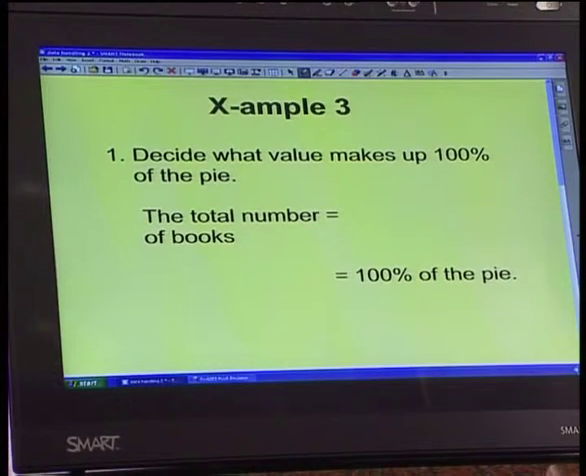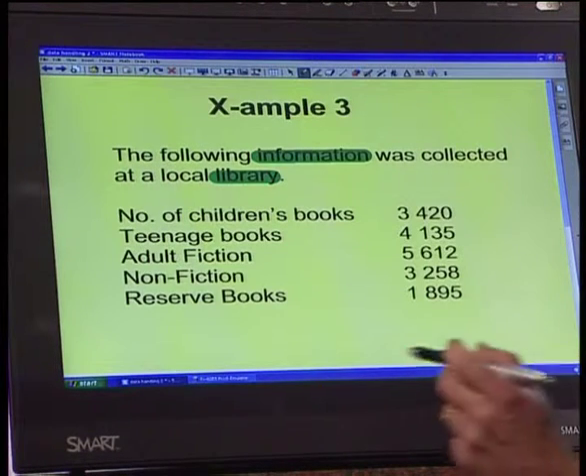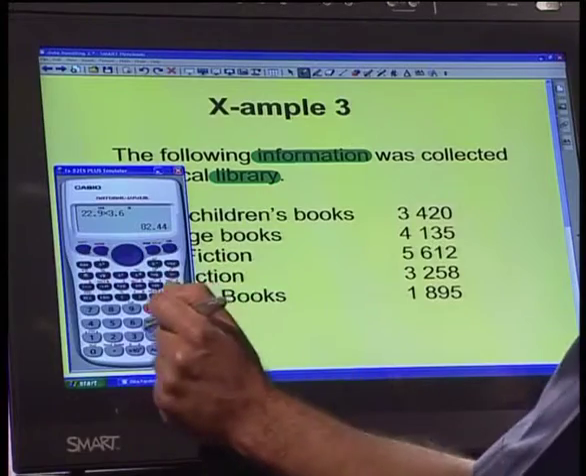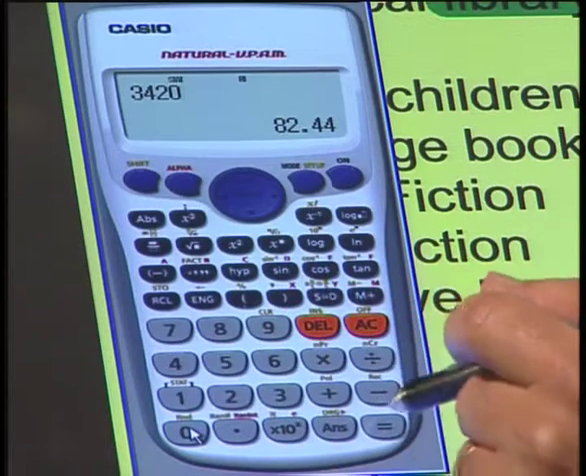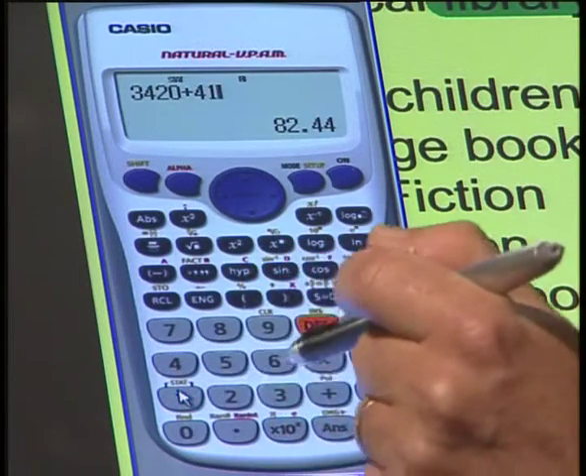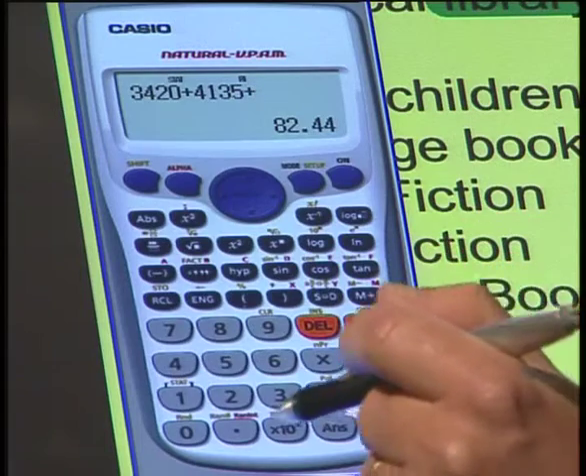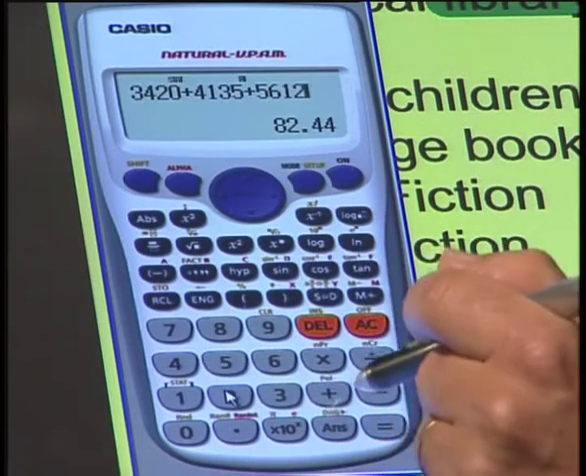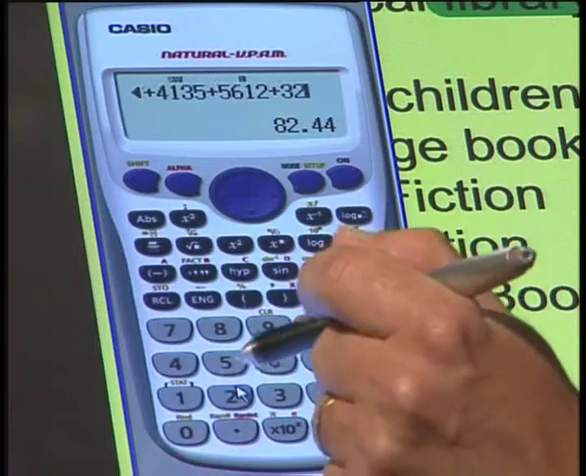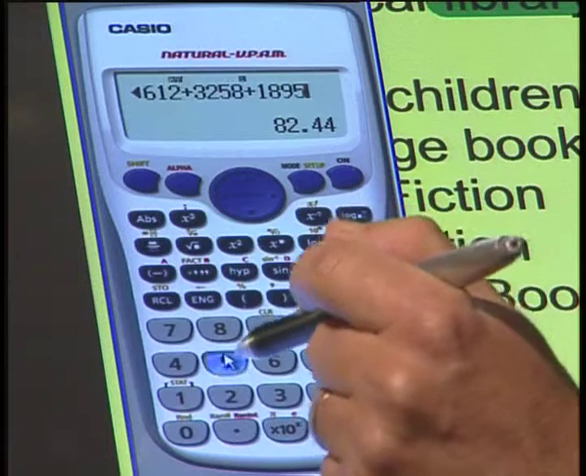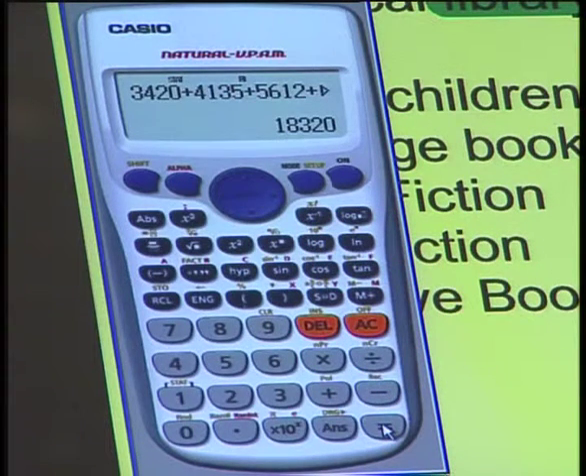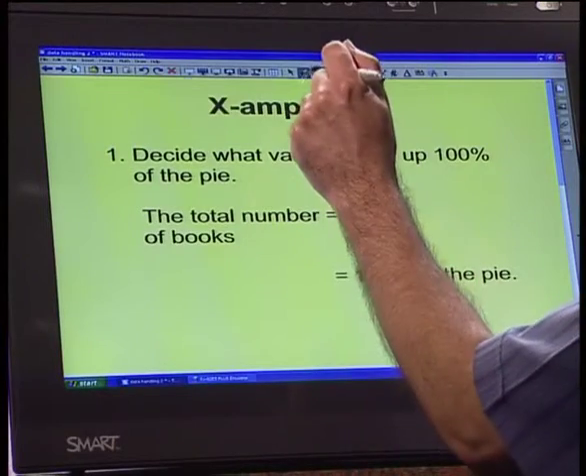What we're going to need to do is find the total number of books. So let's go and add that up quickly. 3,420 plus 4,135 plus 5,612 plus 3,258 and 1,895. That's a total of 18,320 books. Let's fill that number in.